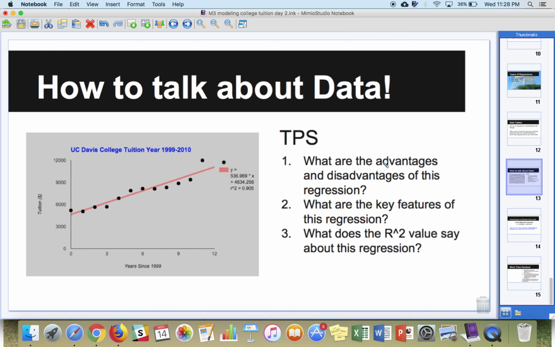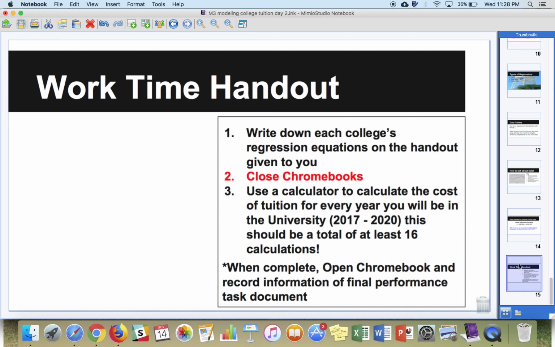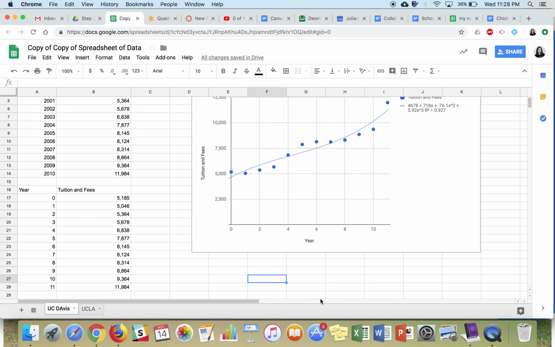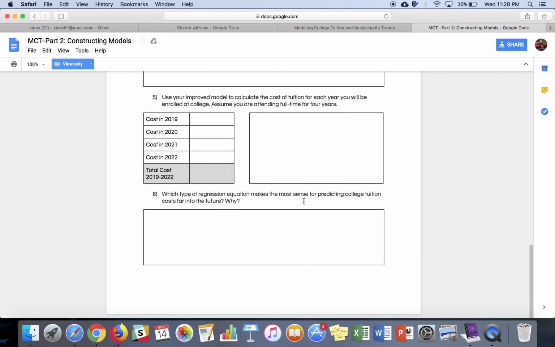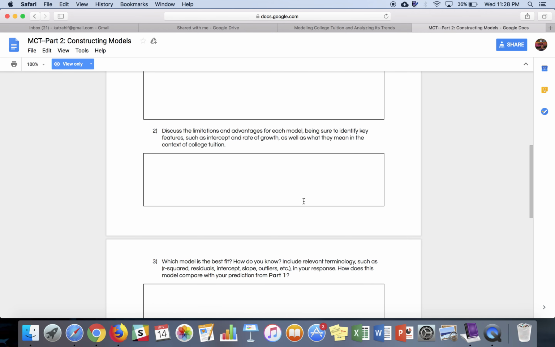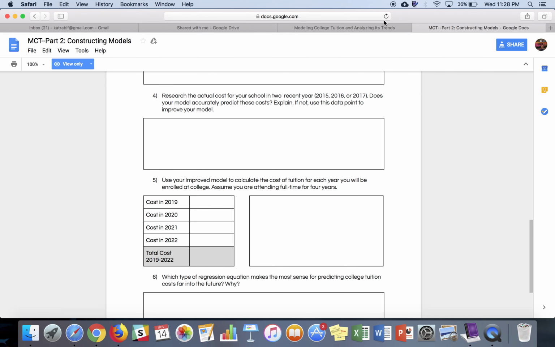So thinking about what are advantages, disadvantages, the key features, those are the questions I said to make sure that you answer. Okay? So make sure that you use a calculator to plug those into your equations. Get that equation done, and then figure out what that is. So that's the rest of step 4. This is where the majority of your work is going to be for this part.